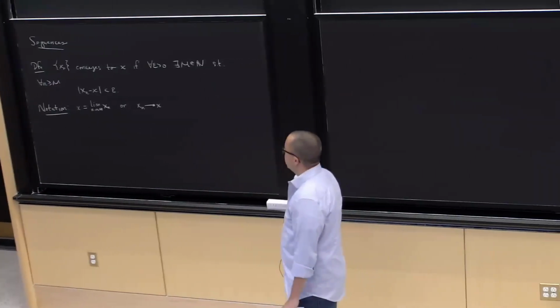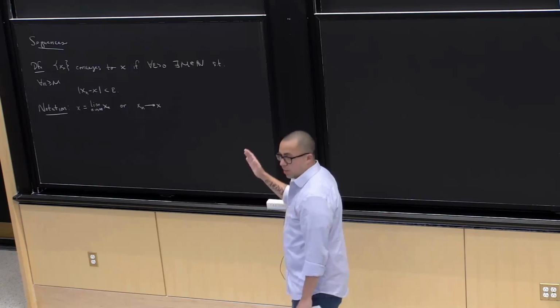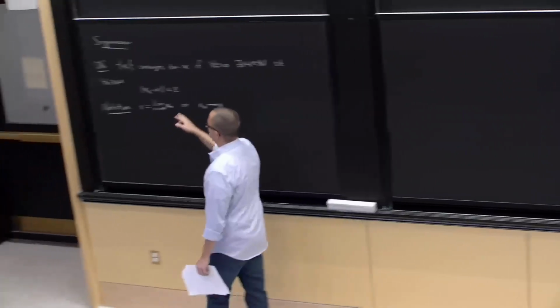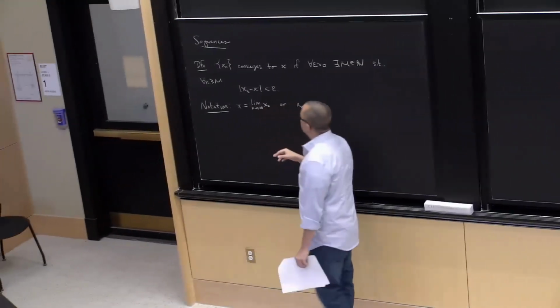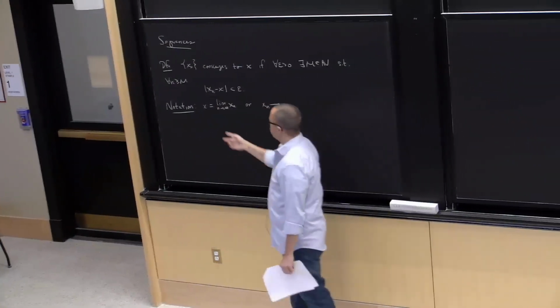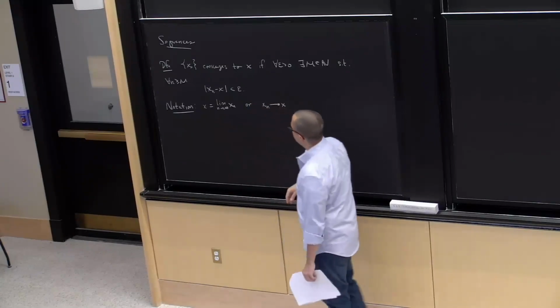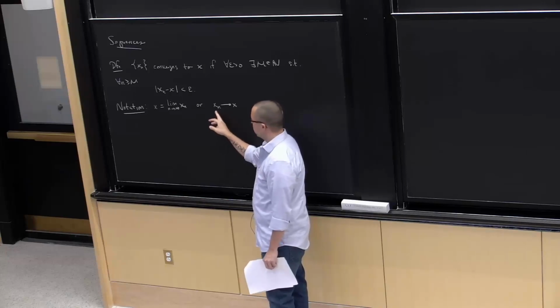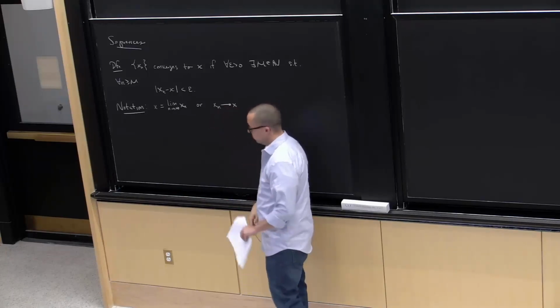is that given any little bit of tolerance, as long as I go far enough out in the sequence, the entries are getting within that tolerance to x. Okay, and when x_n converges to x, we'll write x is equal to the limit as n goes to infinity of x_n, or using this notation, x_n arrow x.